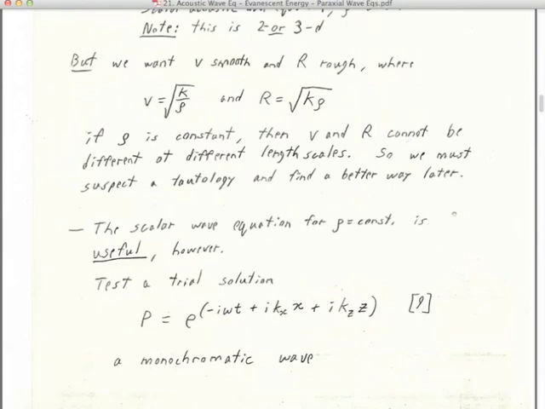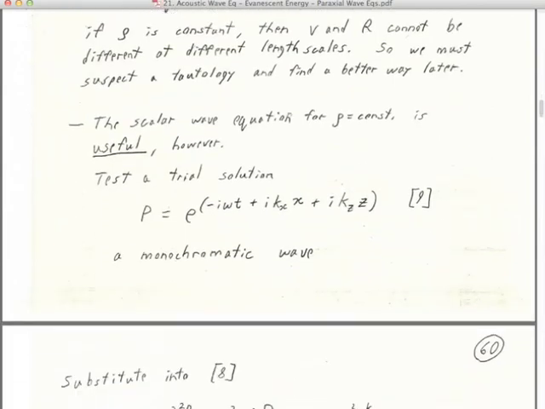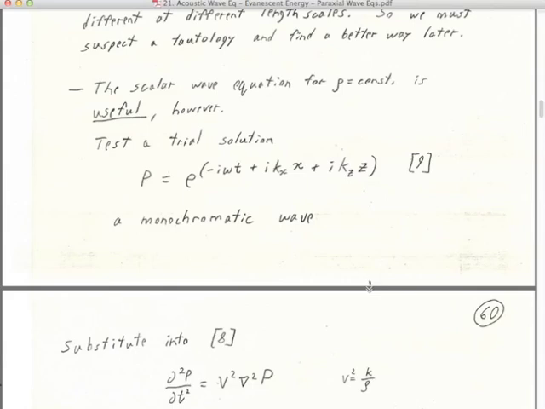Okay, all right. So this scalar wave equation for constant density is useful. We can test a trial solution, which is a monochromatic wave. The pressure field in x, z, and t is equal to e to the power of minus i omega t plus i k_x x plus i k_z z. That is a monochromatic wave. It's got one frequency omega, one x component of its spatial frequency k_x, and one z component of its spatial frequency k_z.